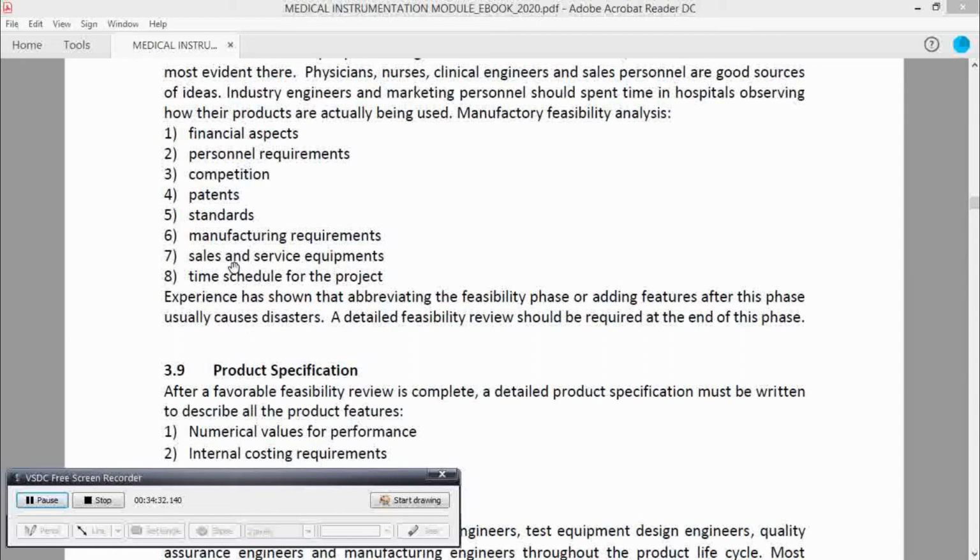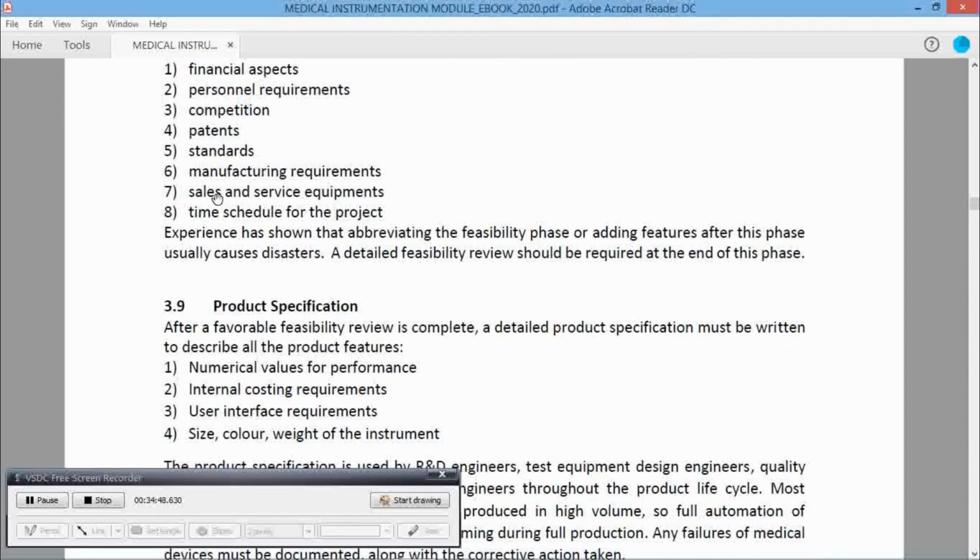And then you need to also consider the manufacturing requirements, sales and service equipment. That means after sales. Once you have designed the system and sold the system, will there be any service for the equipment? How much service should be done? Yearly service, or quarterly service should be done. Time schedule for the project.